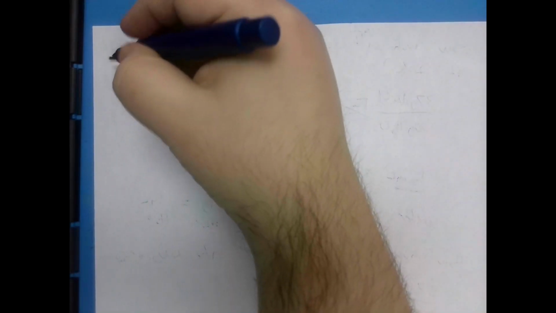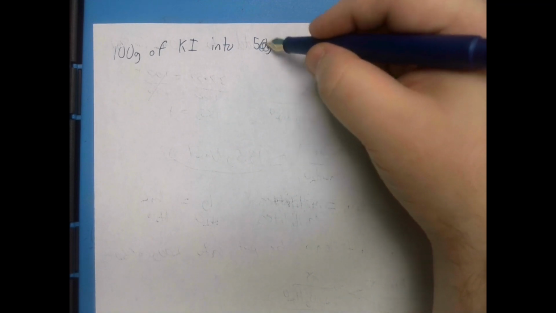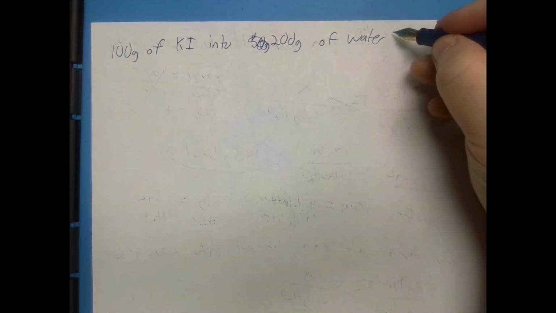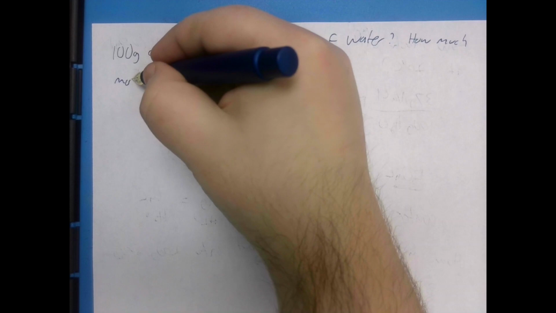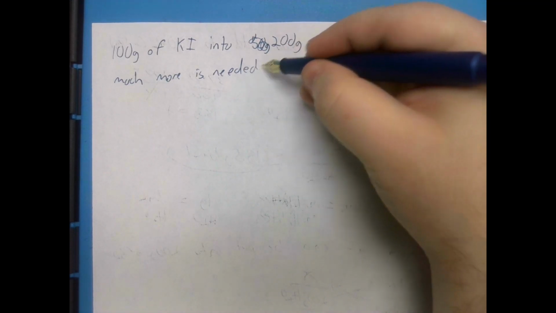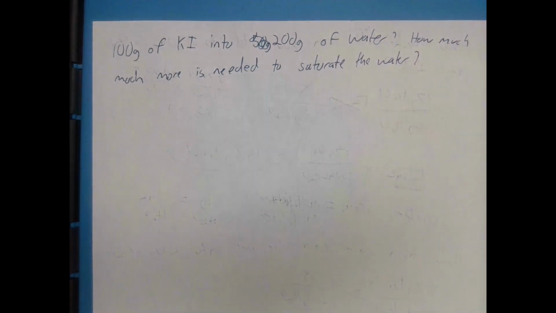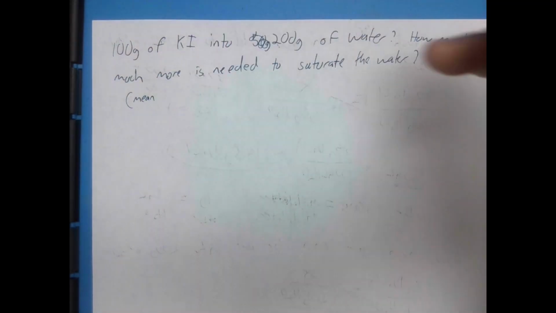So, if I were to put 100 grams of potassium iodide into 200 grams of water, how much more is needed to saturate the water? Meaning, how much more can still be dissolved? At room temp.